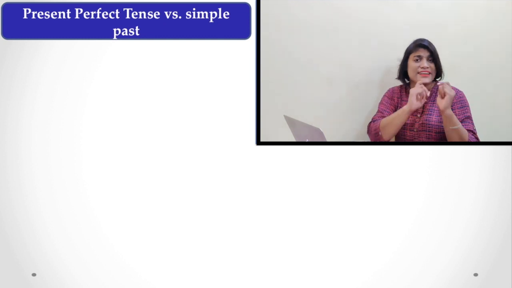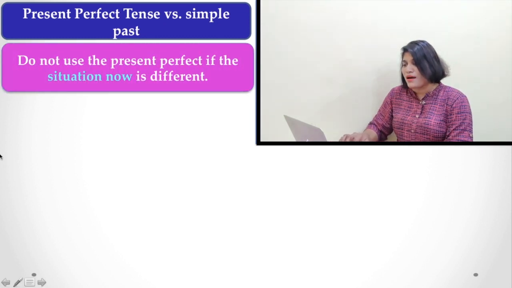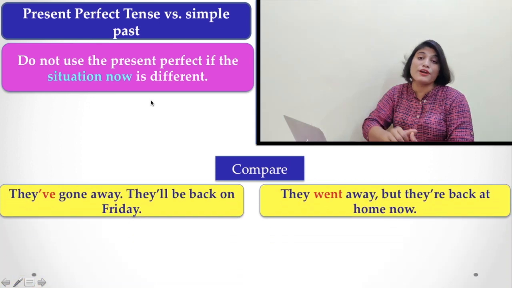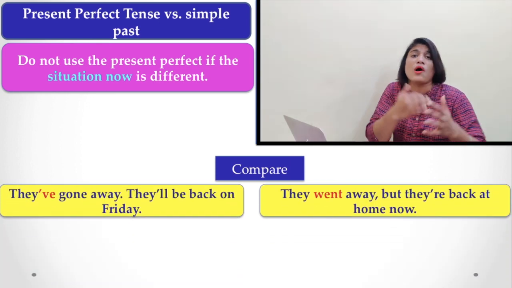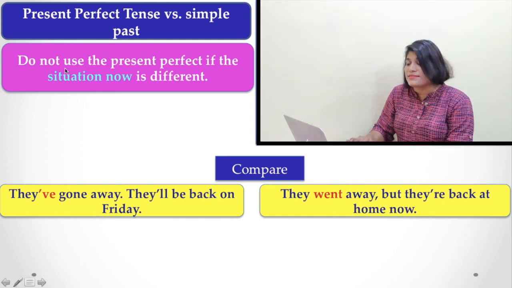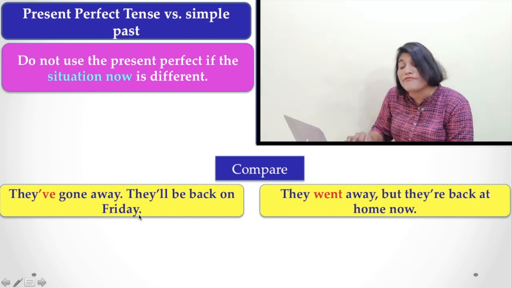So what is the area? Let's see. Now is different. Here is a comparison structure for you. This structure will help you a lot to understand the things more easily. That is, they have gone away. They will be back on Friday.